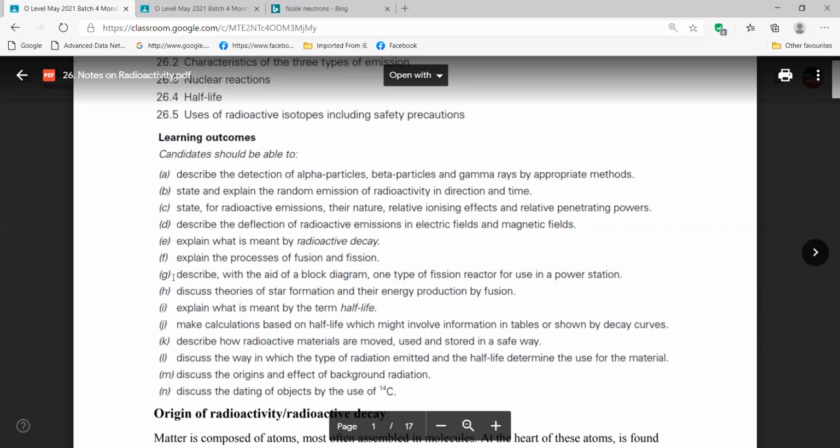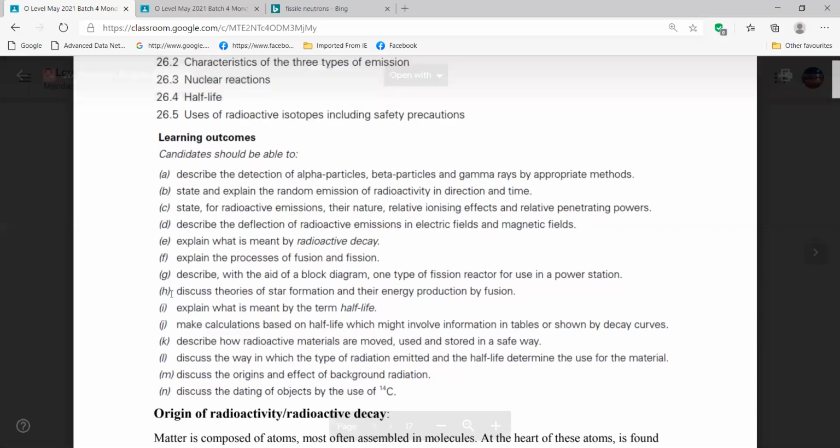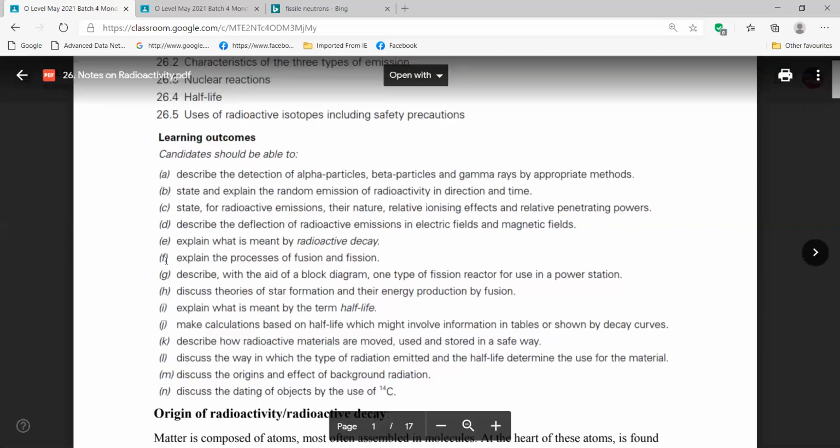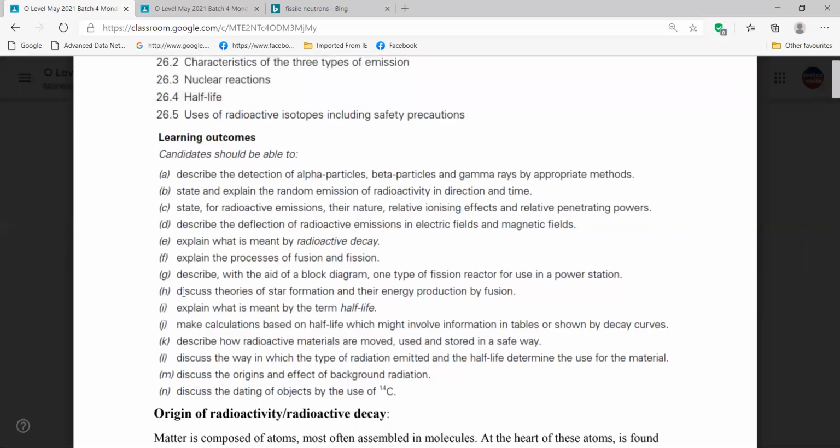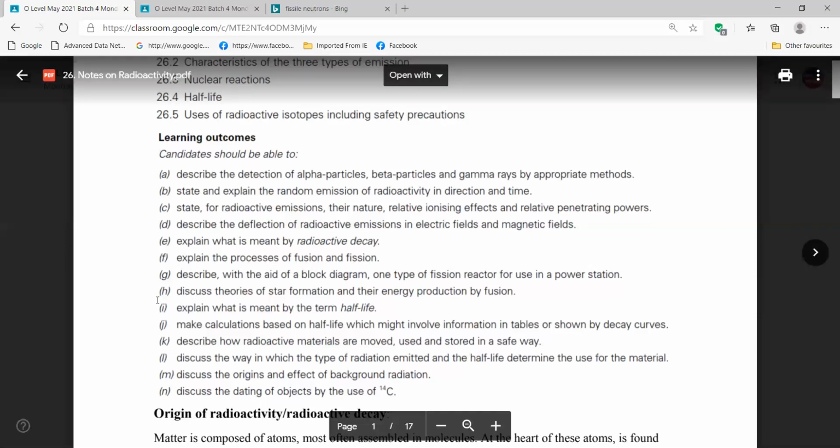Look here, I just need to keep recalling those things, or else I will forget. G is also done, right? Describe with the aid of a block diagram one type of fission reactor. Yes, sir. G is also done. Okay, good. Now we are going to have a discussion on H. H and F, fusion, we will do together. They are interrelated. Fusion and star formation we will do together now.